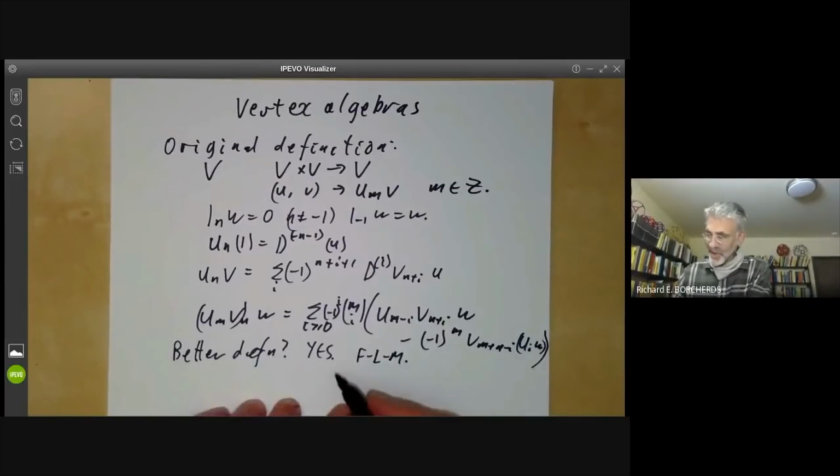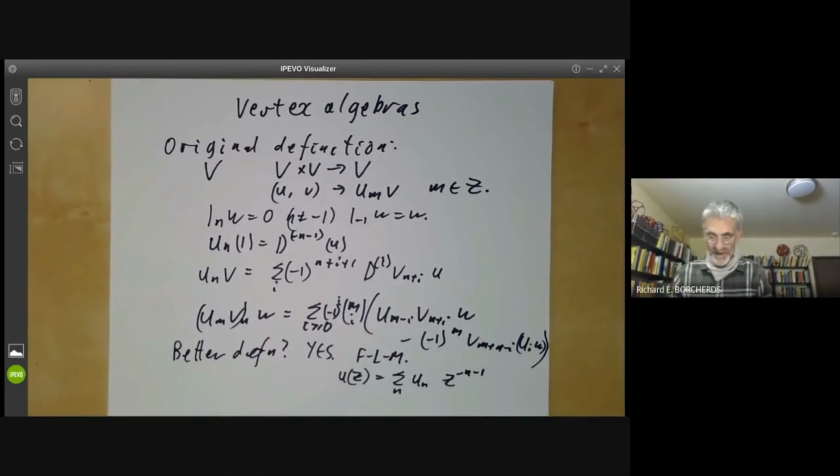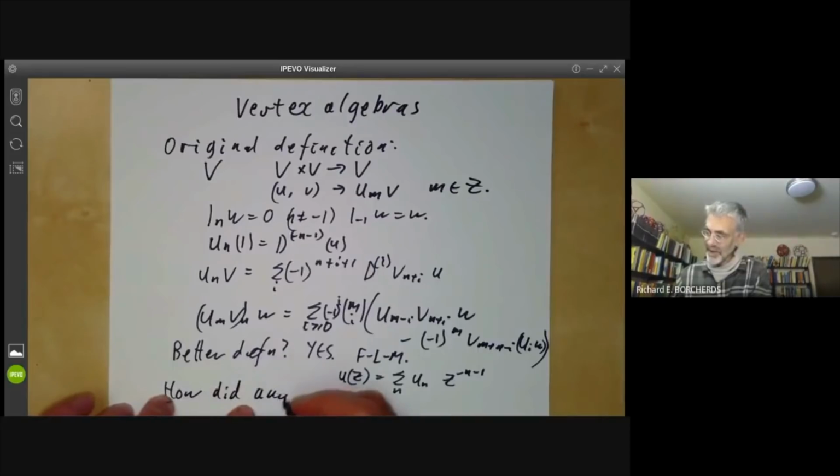You can rewrite all these operators in terms of formal power series. So what you do is you have a formal power series in some formal variable z, which is the sum over n of u_n times z^(-n-1). So you can rewrite everything in terms of these formal power series, and that cleans it up. So I'm not going to talk much about the better definition. What I'm going to talk about is the obvious question: how did anyone think of this? So how did anyone find this weird definition?